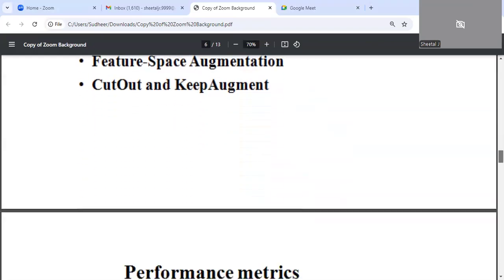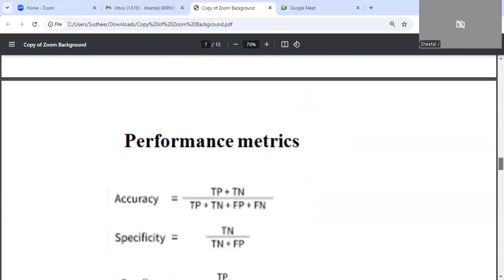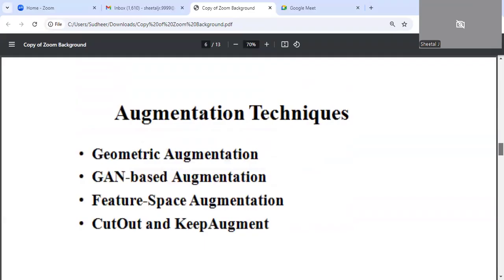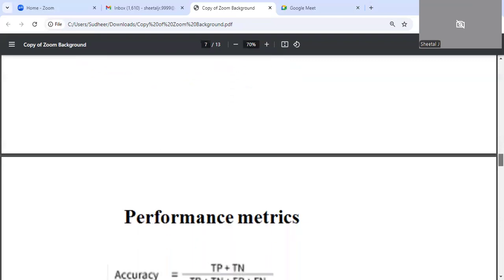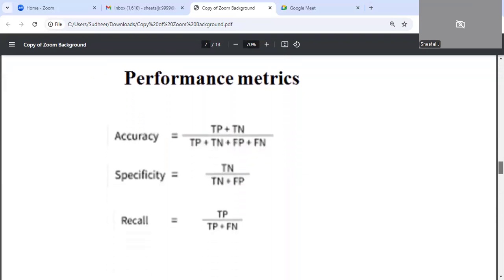Then coming to the next one, once we apply these augmentation techniques, the dataset moves into segmentation, feature extraction, and the classification methods. Wherein we are evaluating these particular performance metrics for each of the three: segmentation, feature extraction, and classification. The first one is accuracy, next one is specificity, next one is sensitivity.